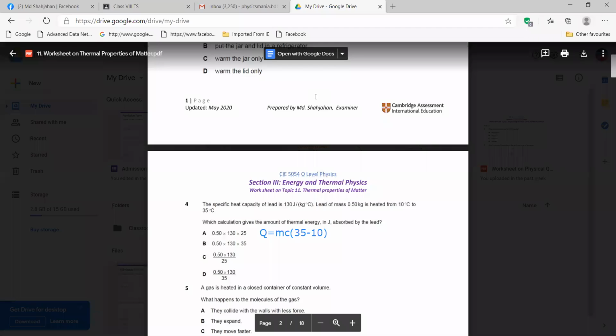Here I am showing you this one. C is the specific heat capacity and M is the mass. So our answer is A.